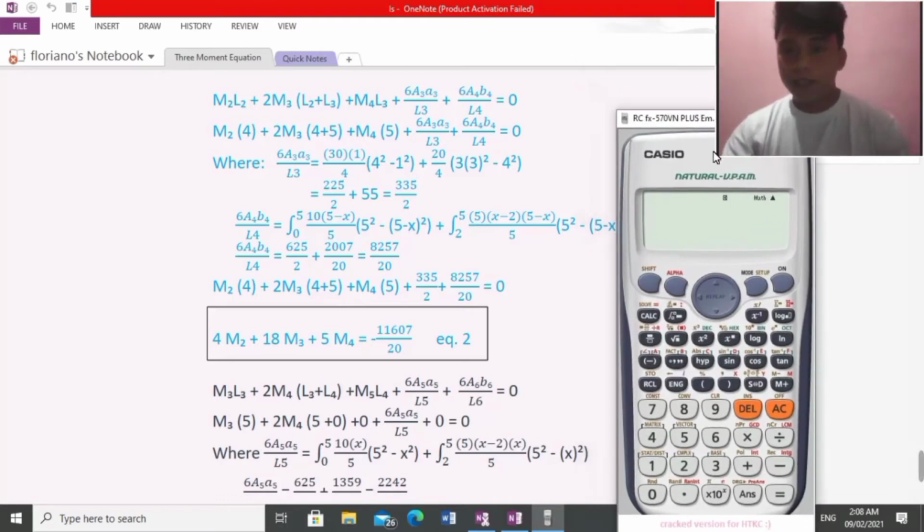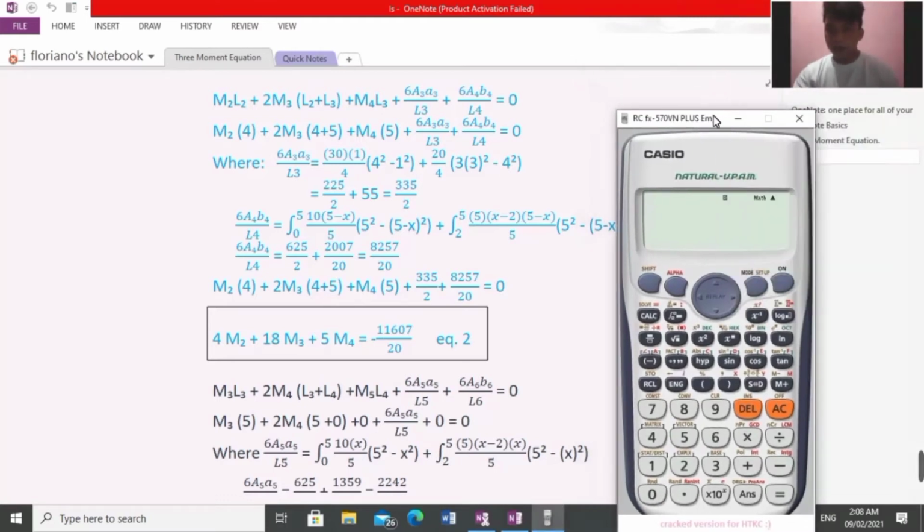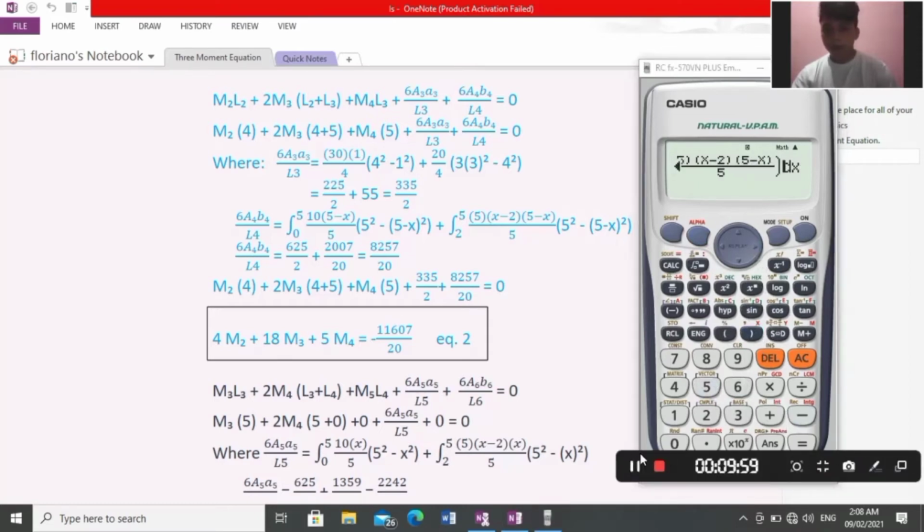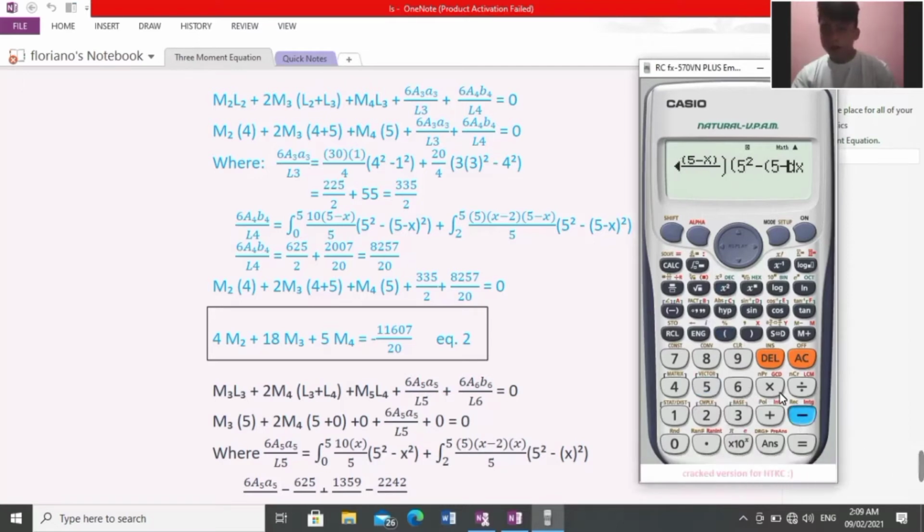So, dito naman sa kalawa. So, the integral of 5 times x minus 2 times 5 minus x all over 5 times 5 squared minus 5 minus x squared.